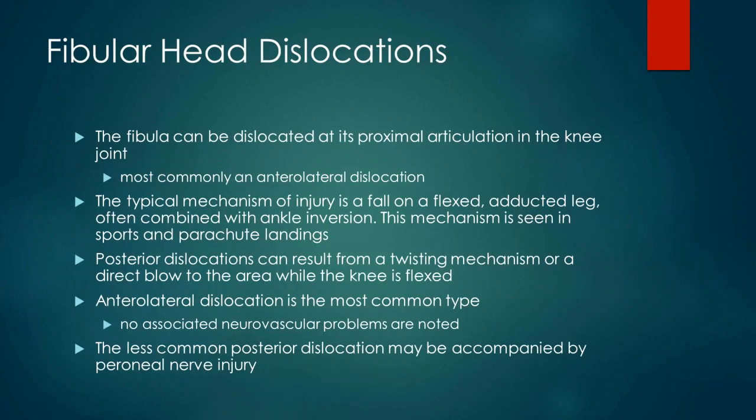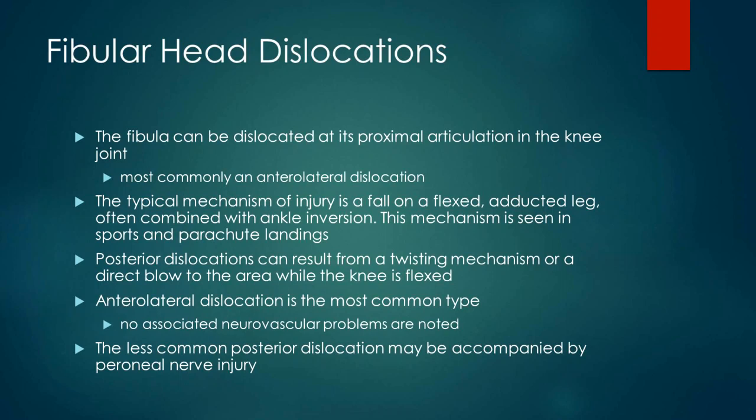Fibular head dislocations. The fibula can be dislocated at its proximal articulation in the knee joint, most commonly an anterolateral dislocation. On radiographic examination, the three cardinal signs of anterolateral dislocation are lateral displacement of the fibula on an AP film, a widened proximal interosseous space, and an anterior displacement of the fibular head on a lateral view. If high clinical suspicion exists for fibular head dislocation, CT is the next study of choice.